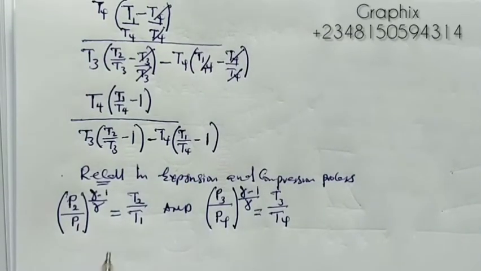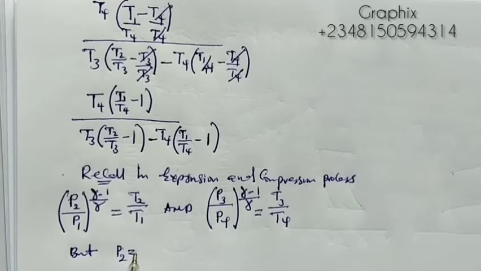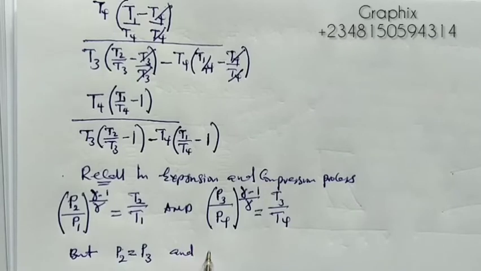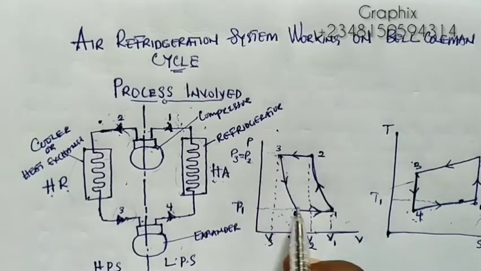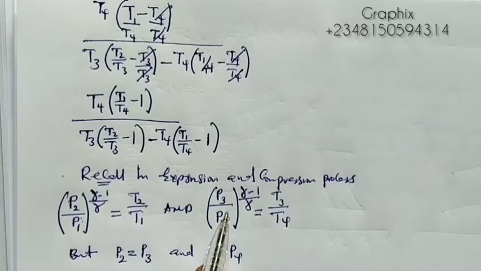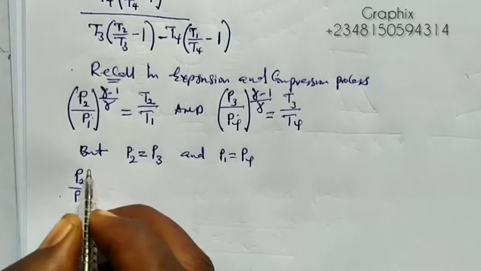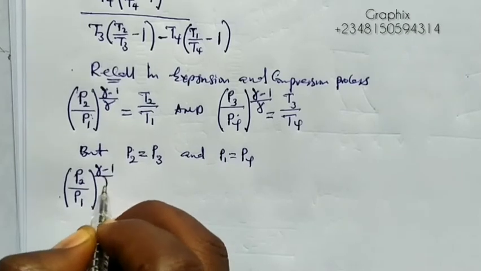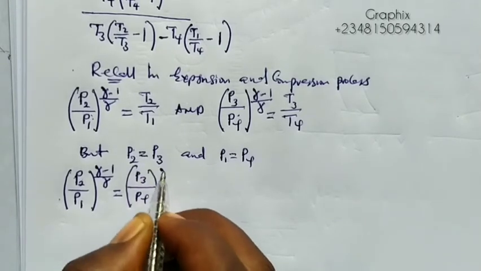So we move further. Now in this case, we know that P2 is equal to P3, and P1 is equal to P4, because it is a constant pressure process. So P2 is equal to P3 and P1 is equal to P4, which means this is equal to this. So we'll now say P2 over P1 to the power gamma minus 1 over gamma is equal to P3 over P4. We have this minus 1 over this.